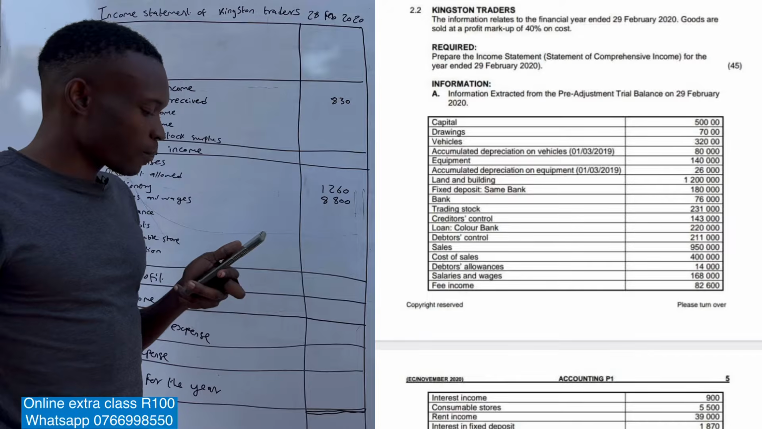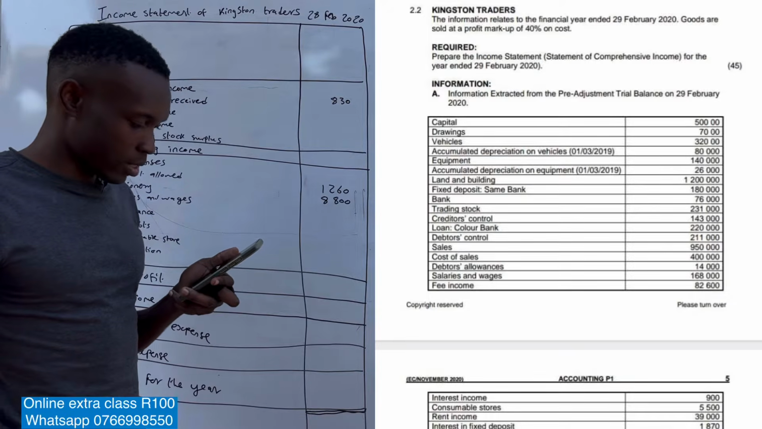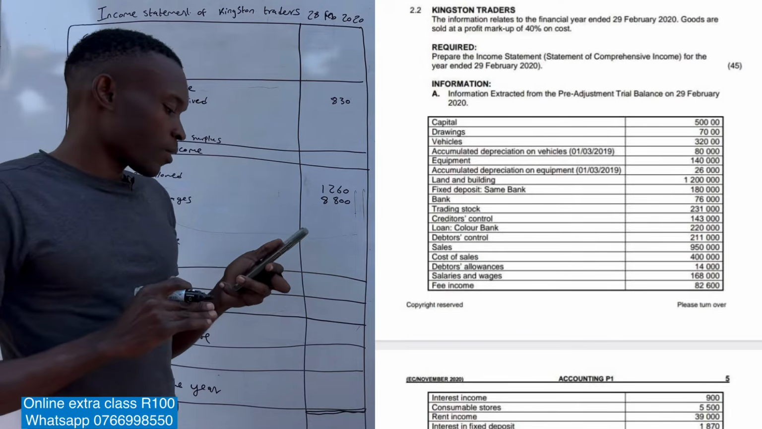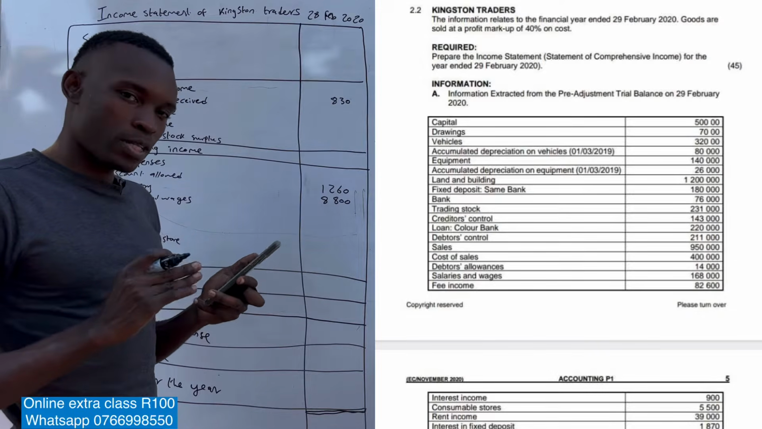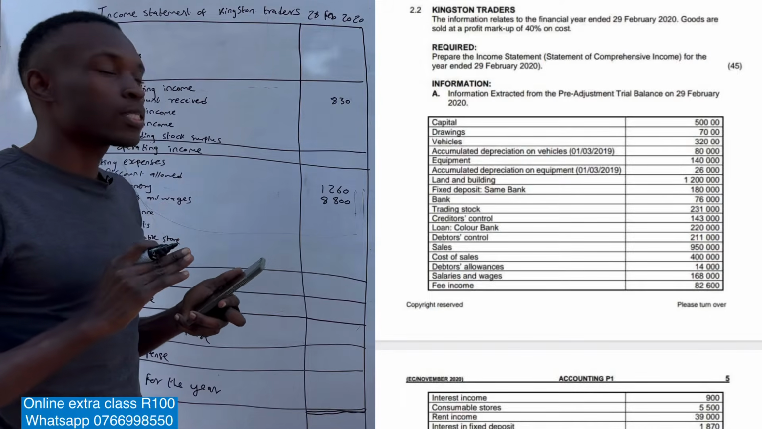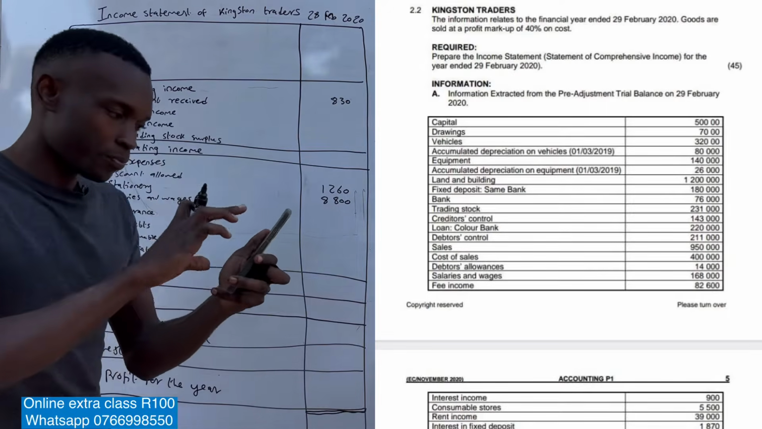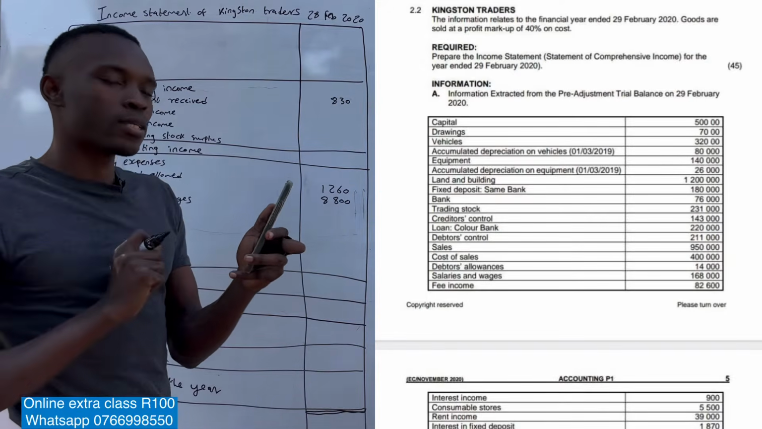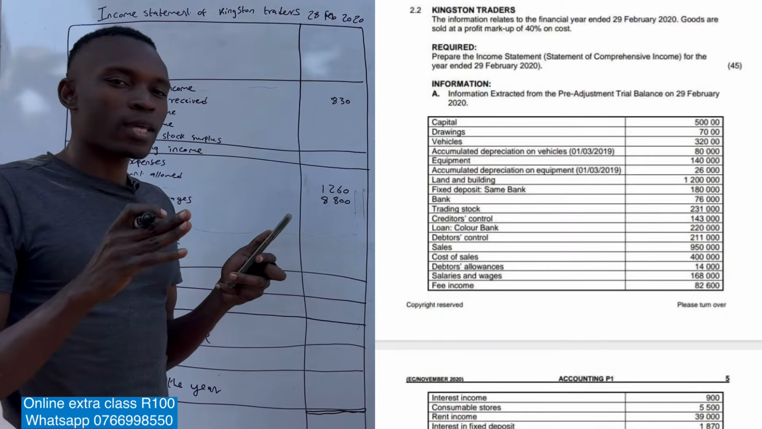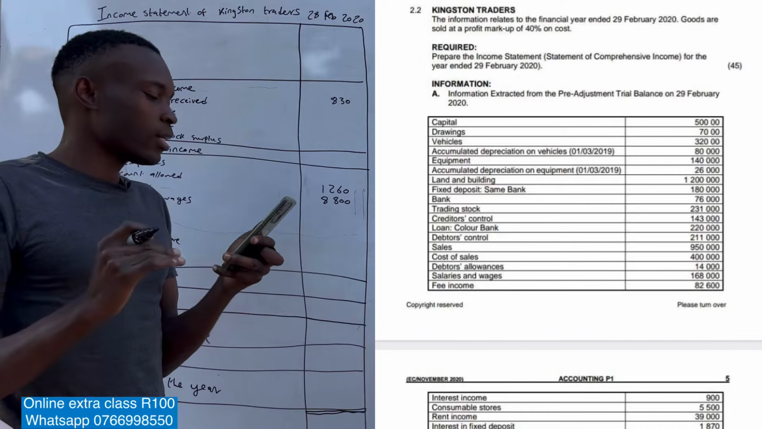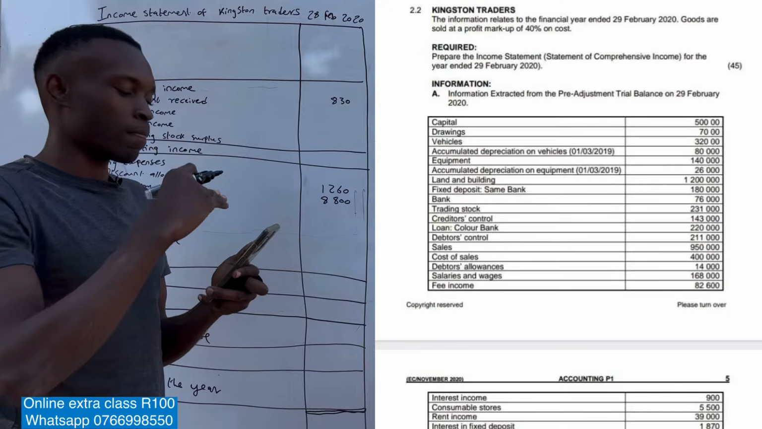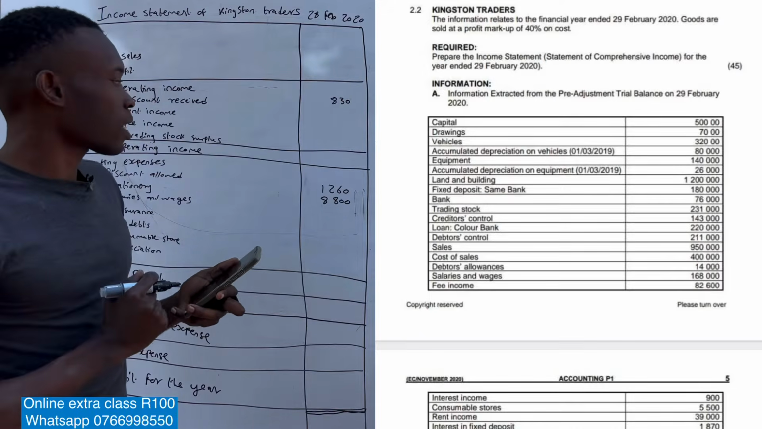Then they give you a pre-trial adjustment for 29 February 2020. Start from capital until bad debt. But remember, the major amounts that are going to affect the income statement start from sales. Even on the trial balance, it starts from sales. Even though interest income, interest expense, and something like a bad debt adjustment may also require you to go to the balance sheet section. Okay, now let's first focus on this part.